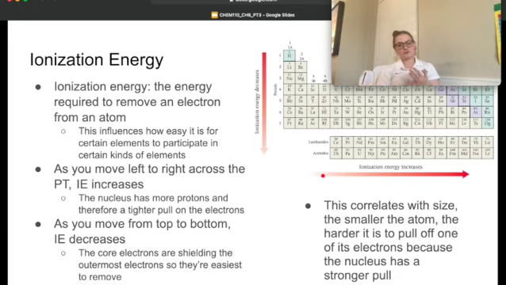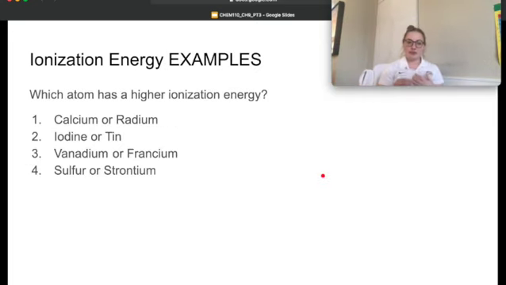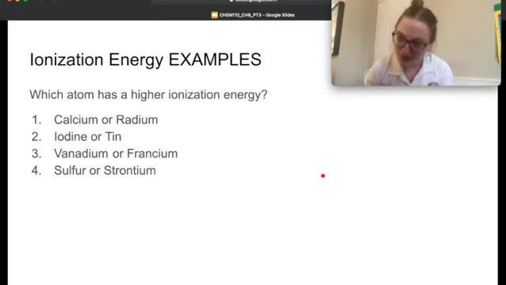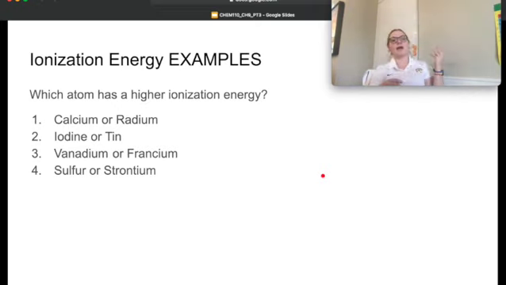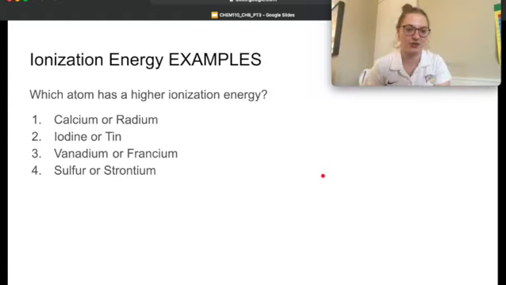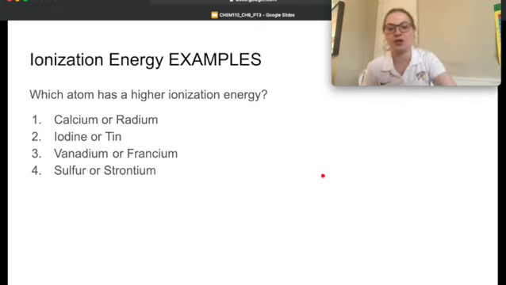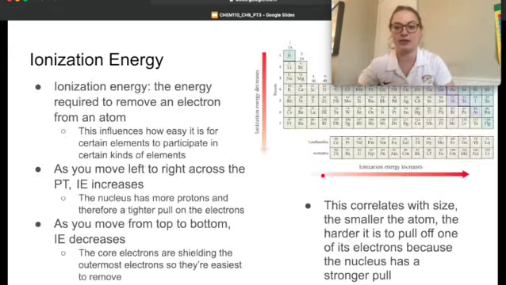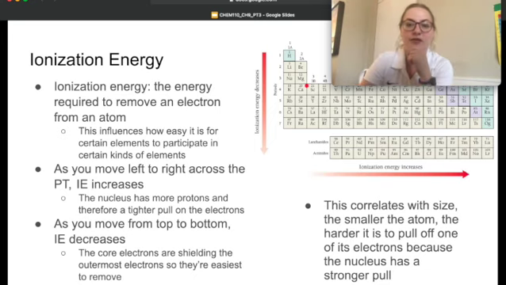Okay? So let's do some practice again, right? So again, I'm not going to ask you, does ionization energy increase as we go from left to right or decrease as we go from left to right? I'm going to ask you something like, which atom has the highest ionization energy? So let's do that. We're going to look at calcium and we're going to look at radium. So let's check out the periodic table here. We have calcium and we have radium.